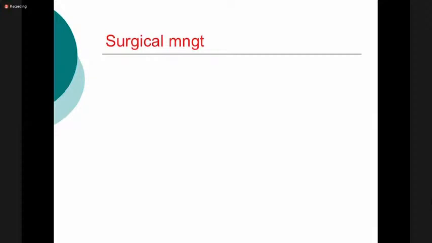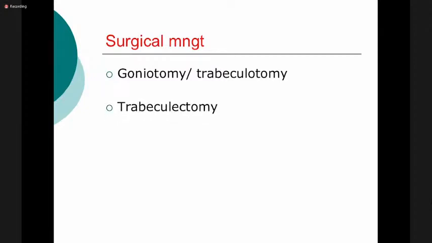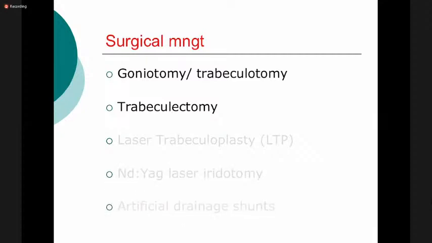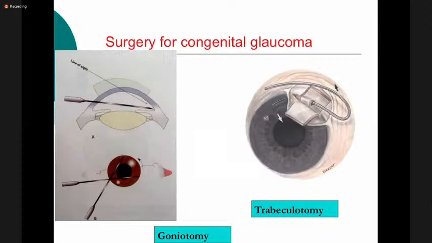Then let's look at surgical management. There's a lot of surgery that can be done in glaucoma, but we'll just look at the main ones. I won't go into laser because of the time, but when we look at congenital glaucoma especially, we usually do either goniotomy or trabeculotomy. And in adult or acquired glaucomas, we do the trabeculectomy. There are other procedures that we do, but we won't have time to go into that.